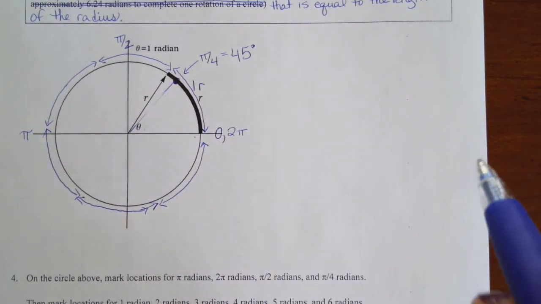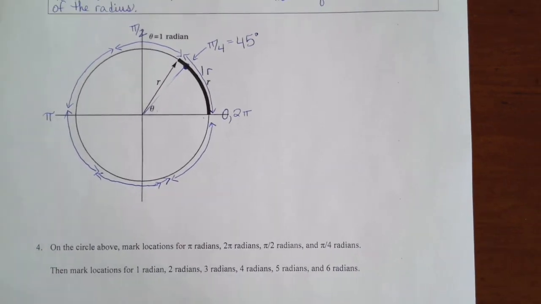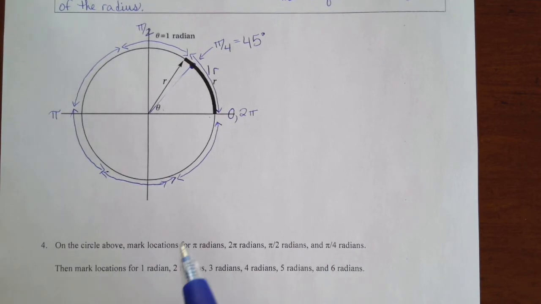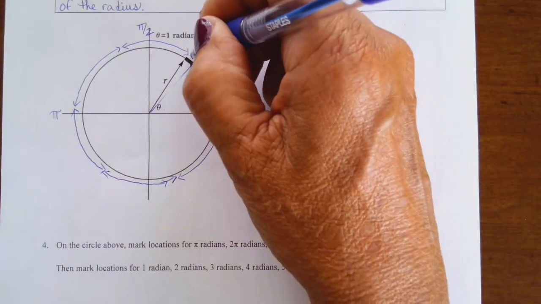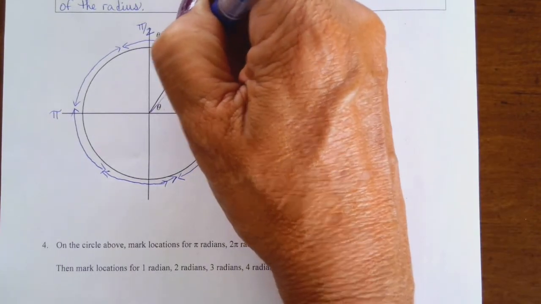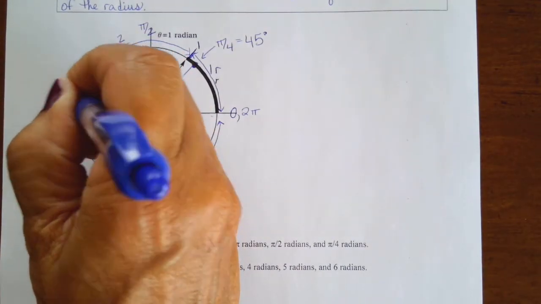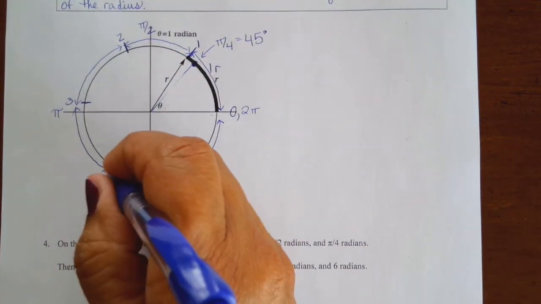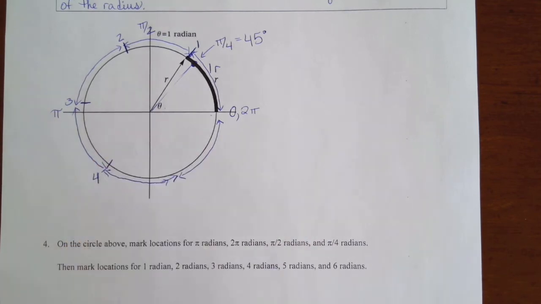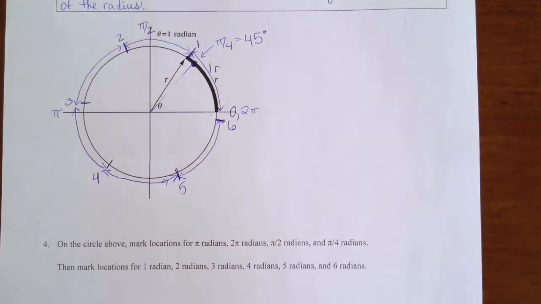Okay. All right, and then underneath there, let me make this a little smaller. All right, so then underneath that it says, then mark the location for 1, 2, 3, 4, 5, 6 radians. So we did that. So remember, it's the length. So this right here would be 1 radian. Right here would be 2 radians. A little before pi would be 3 radians. Down here would be 4 radians. Where the 5th one ended would be 5, and then 6 radians, remember, would be a little bit less than 2 pi, which is 6.28.